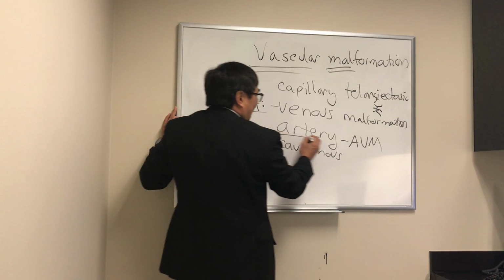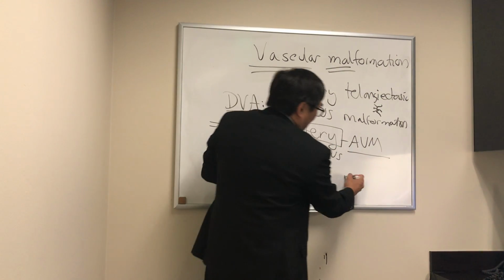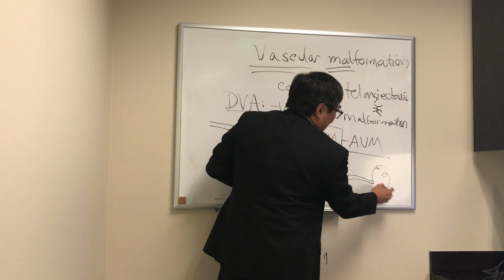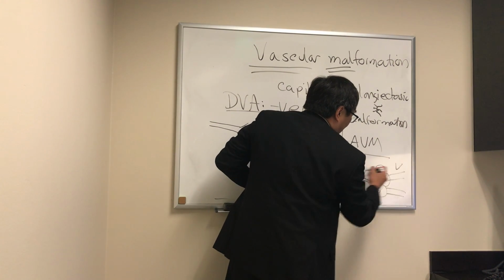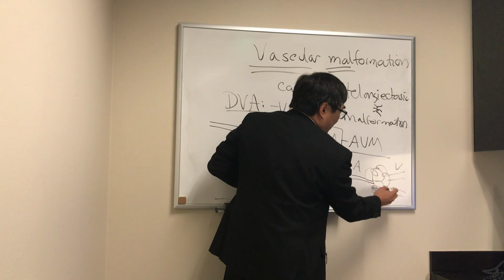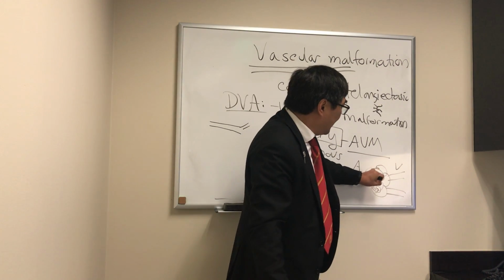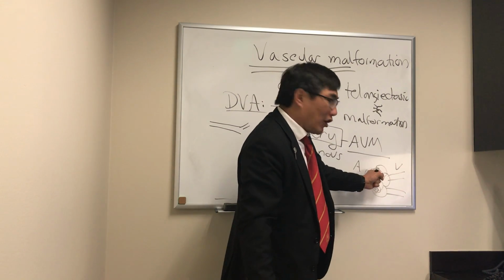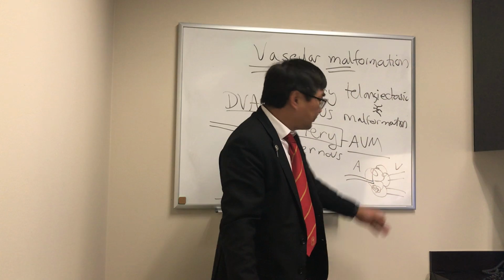Then we've got the one that's the high pressure system, which is the arterial venous malformation. There's an arterial feeder, and then there's the nidus, no capillary bed, and then draining veins. Because there's no capillary bed to draw down the pressure, the venous side is high as well. This one has a high risk of hemorrhaging.